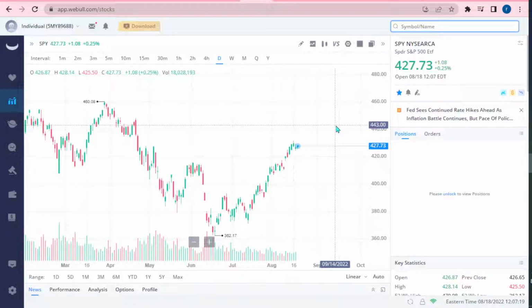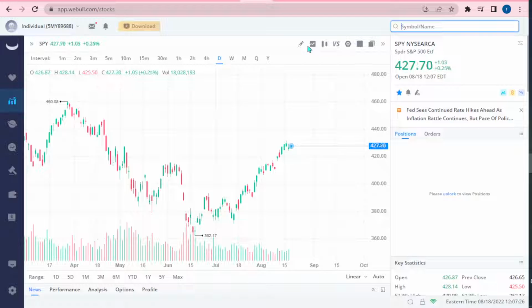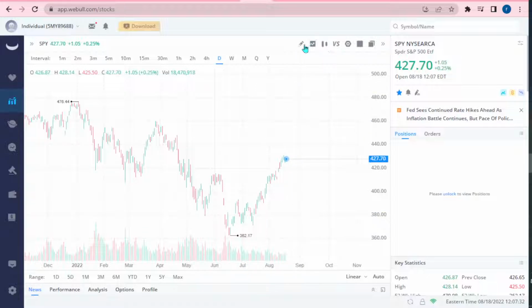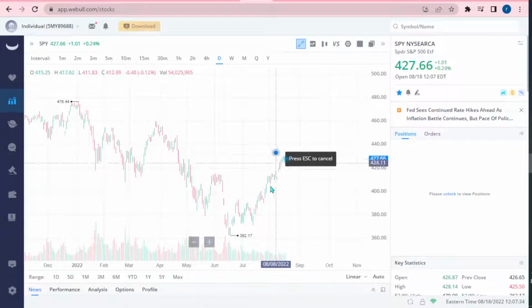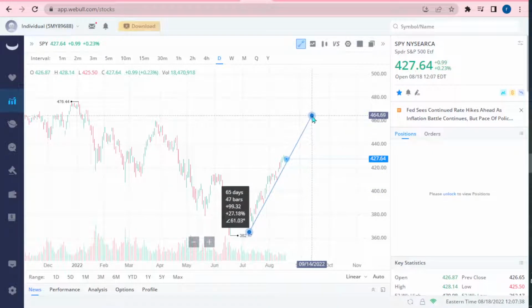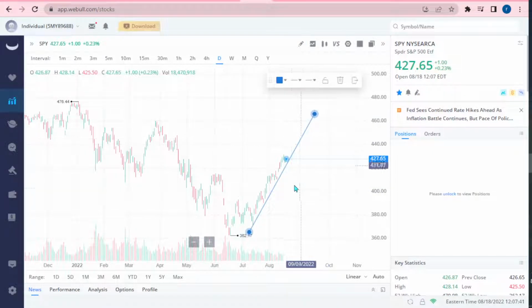Hey everybody, so in this video I'm going to do a short-term technical analysis video on SPY. Now there's a lot of lines that we could draw here, but I'm going to start by going on the 1 year time frame. And the first immediate line that I can draw is this trend line that's going to catch this most recent support right here.